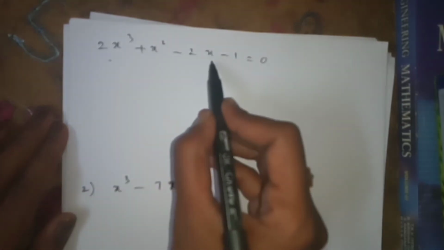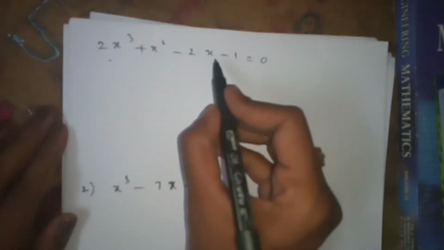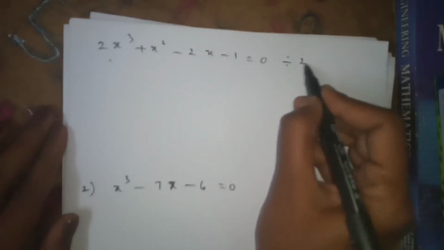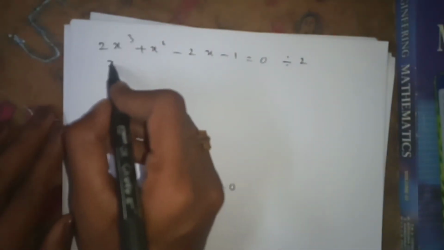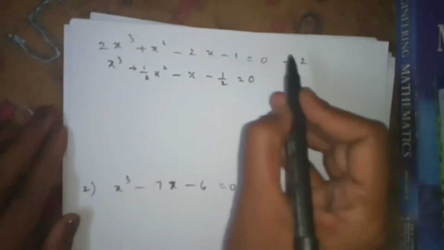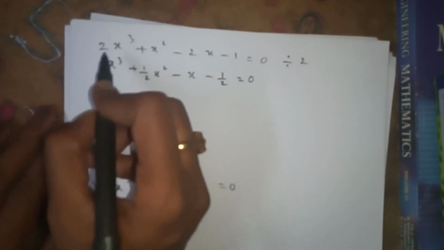The next one is: find the factors of 2x cube plus x square minus 2x minus 1 is equal to 0. Now here 2x cube is there, and minus 1 is there. Whenever the coefficient of x cube has some value, we have to divide by it. Dividing the whole equation by 2, the coefficient of x cube, we get x cube plus 1 by 2 x square minus x minus 1 by 2 is equal to 0. When the coefficient of x cube has some value, divide the whole thing with that value. Now I have got it like this.